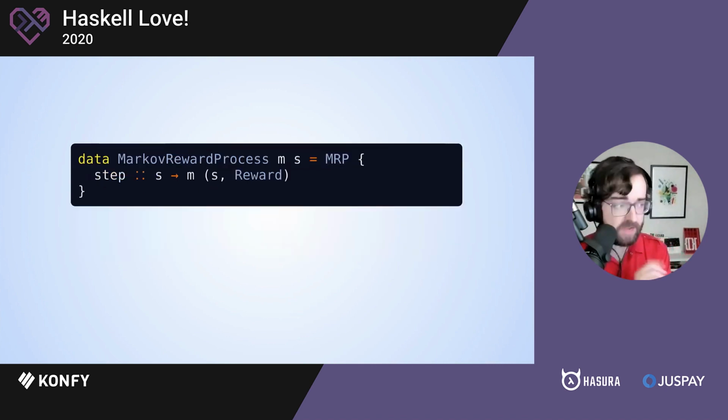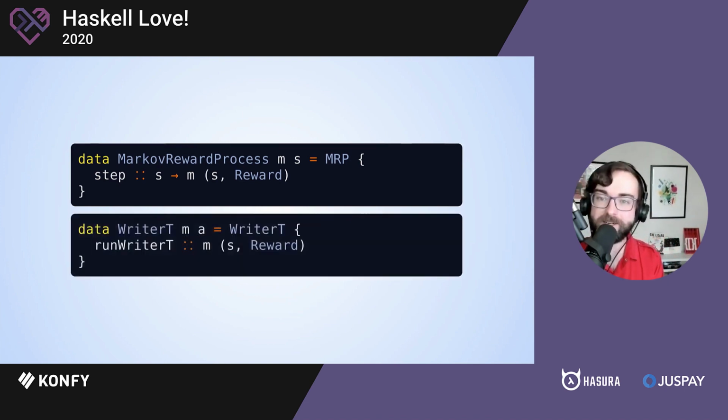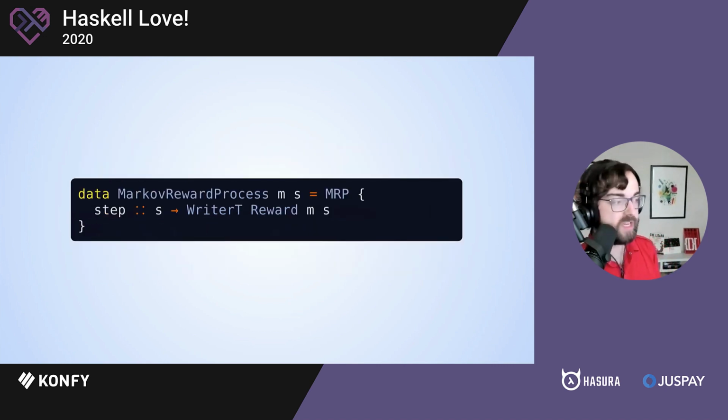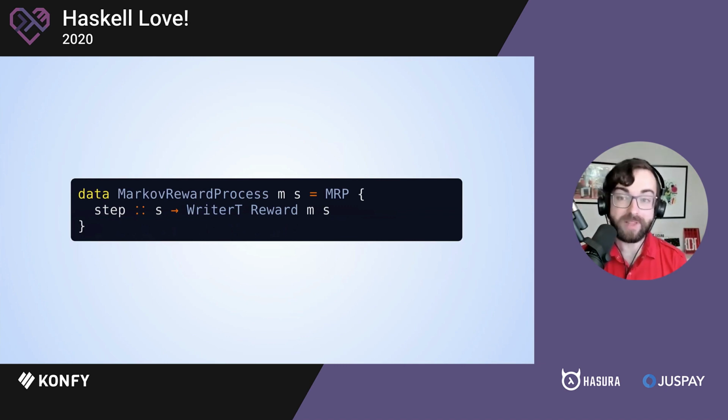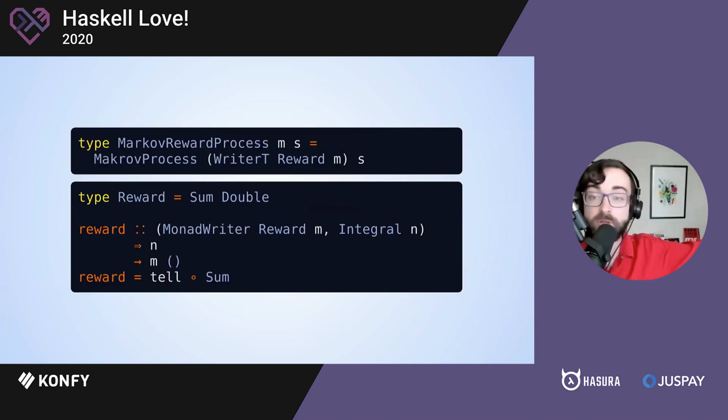However, if we take a look at the shape of the type, we see that it looks really familiar. And in fact, the right-hand side of the type is exactly the same as a writer T specialized to reward. So what this means is that in order to deal with Markov reward processes, in order to accumulate rewards, we can just take the Markov process type we already have and apply a writer T reward to the probability monad type we were using, which then means we don't even need a new type at all, and we can just have purely a type synonym.